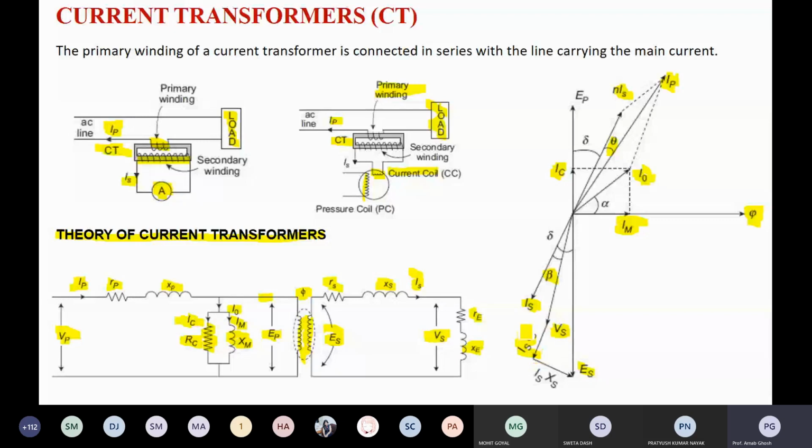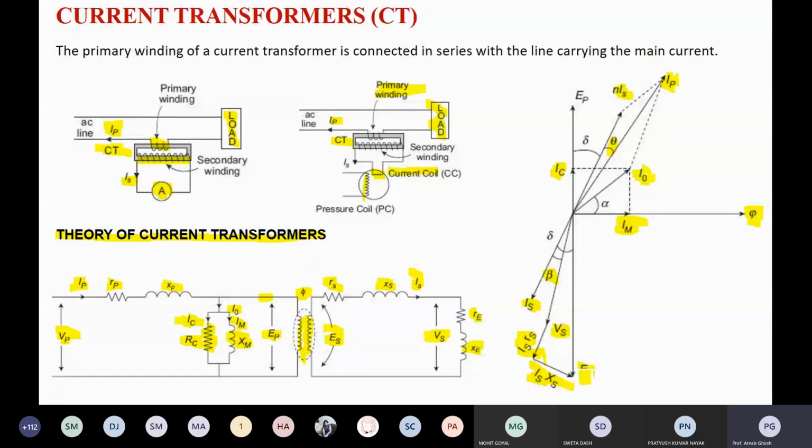So what will be the direction of jISXS? Definitely it will be 90 degrees leading with your IS, because the j factor is there. Inductive voltage is always leading with respect to the resistive component, whereas an inductive current is always lagging with the resistive voltage component. In the case of inductive voltage, definitely it will be 90 degrees leading with the resistive part. So you can add ISXS, and you will get the value of ES.